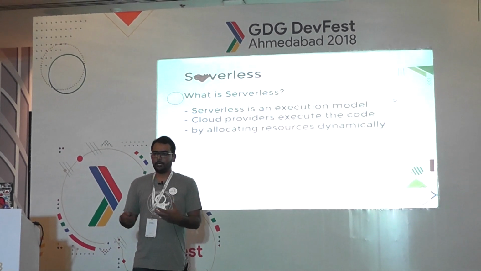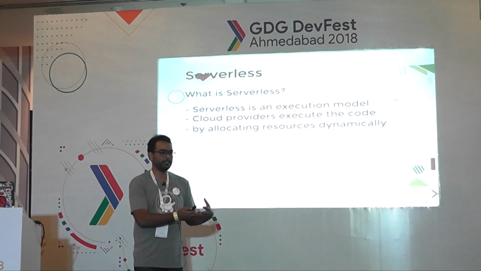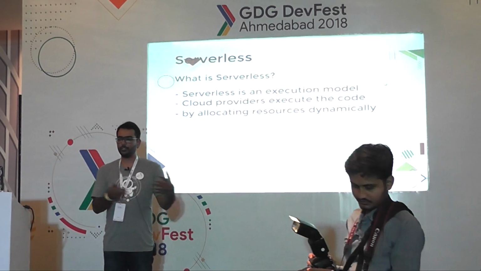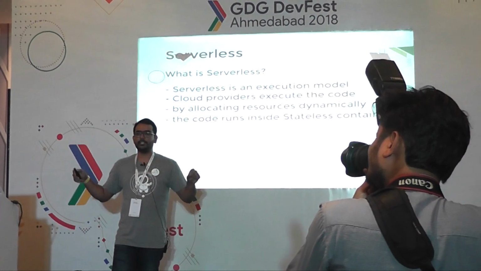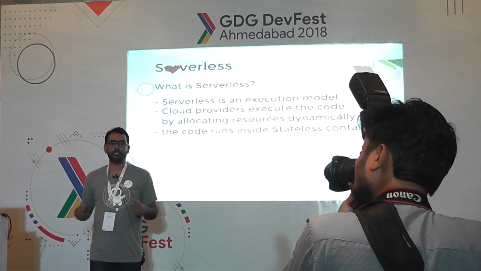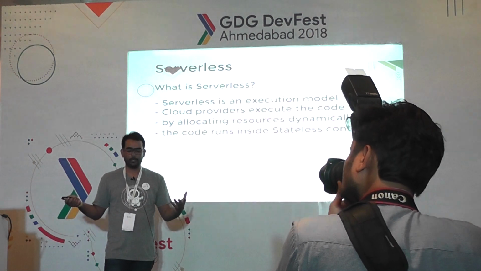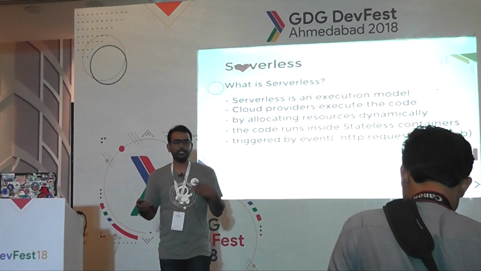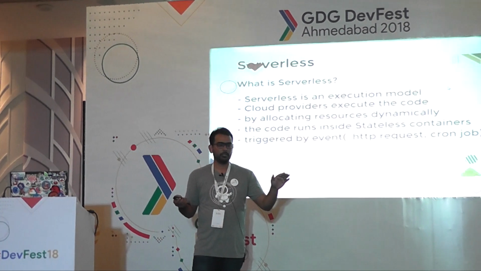And how do they help run the code? By allocating the resources, what your function needs, what your code needs, they allocate dynamically. It runs inside a stateless container, so it doesn't depend on the environment or the architecture or the framework. And it gets triggered by events. How? An HTTP request, making an API call.